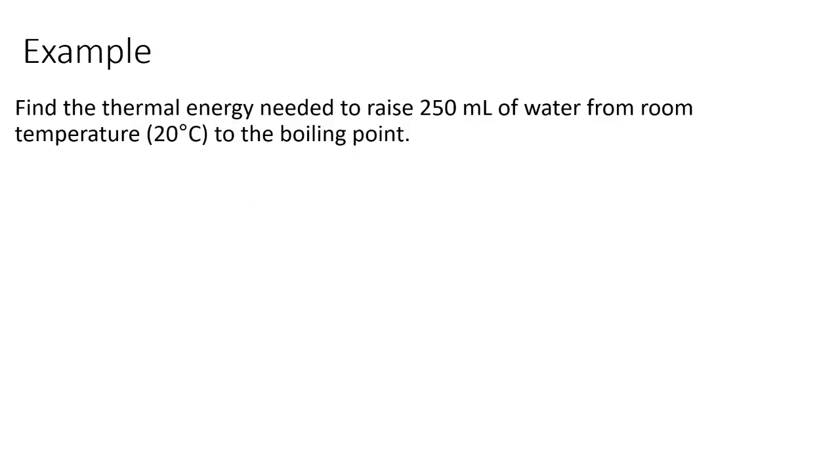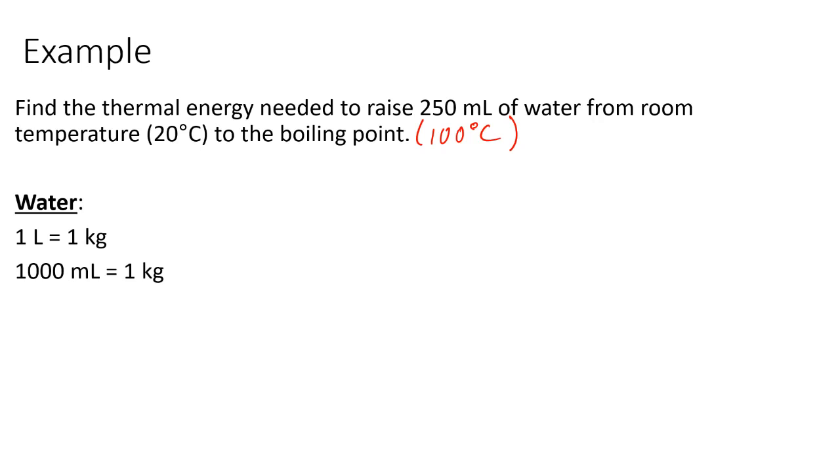Okay, if we have the thermal energy needed to raise 250 mL of water from room temperature, or from 20 degrees Celsius to the boiling point. First of all, we need to know the boiling point is 100 degrees Celsius for water. Okay, so some cool things about water: 1 liter of it is equal to 1 kilogram. 1 liter, which is 1,000 milliliters, is equal to a kilogram.